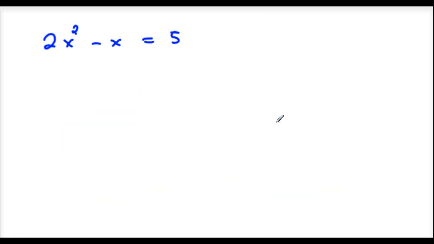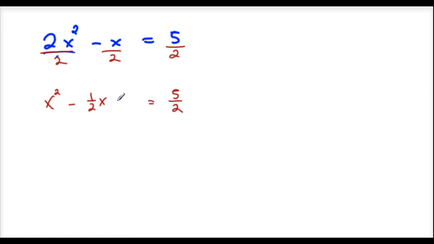2x squared minus x equals 5. Alright, so my x's are on one side by itself, so that part's set up. I want to get rid of this fraction, so I'm going to clear my fraction here. So I'm going to divide by 2, divide by 2, divide by 2. So here I have x squared minus 1/2 x equals 5 over 2.